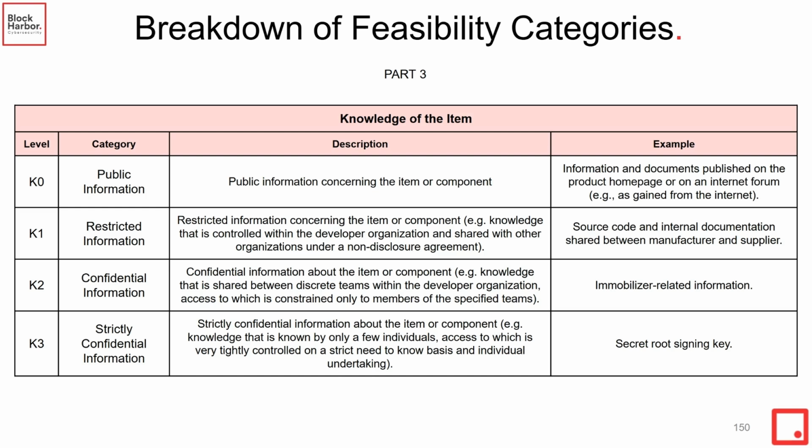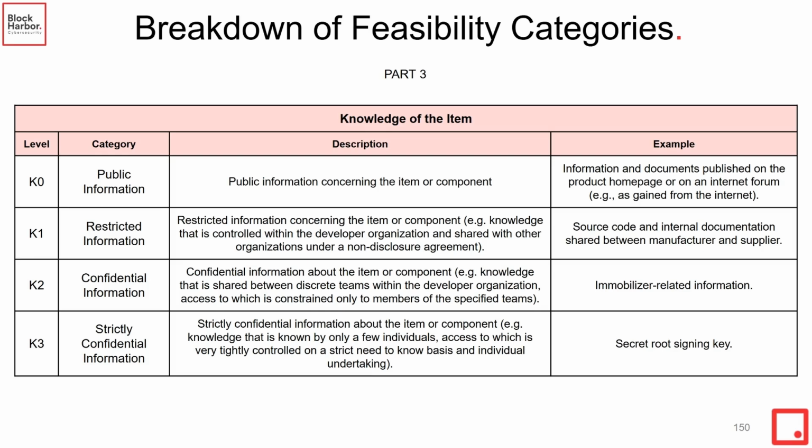This is the most sensitive type of information, often accessible only to a select few individuals under very tight access controls. An example would be a secret root signing key. This level of knowledge required for an attack plays a key role in feasibility analysis. By categorizing information according to its accessibility, we can better assess the likelihood of a successful attack. The more restricted the information, the less feasible the attack becomes, as it requires resources and access that aren't available to the average attacker.